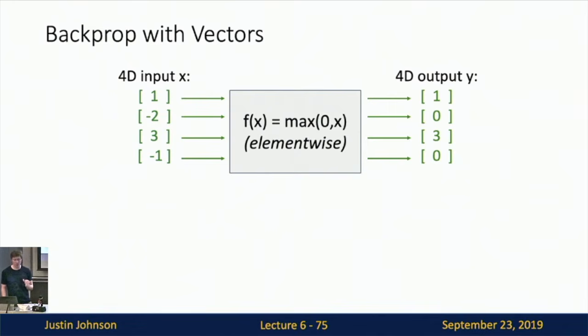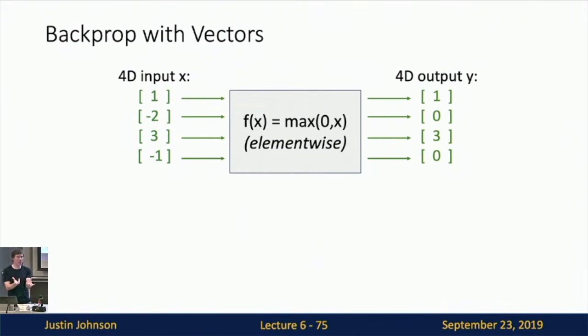Now, as a concrete example of doing backpropagation with vectors, we can imagine what this looks like for the ReLU function. For the ReLU function, remember that it's an element-wise max where we clip everything below at 0. So given an example input vector x of 1, -2, 3, -1, applying the ReLU function to this vector would replace all the negative values by 0. So our output y would be the vector 1, 0, 3, 0.